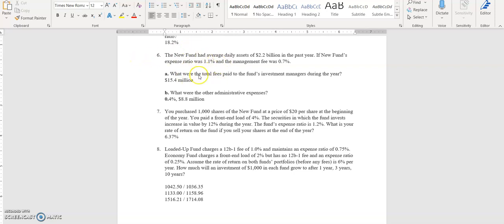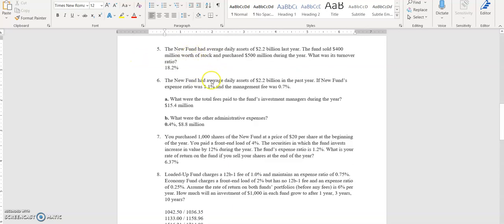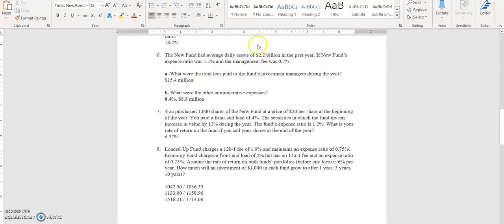So let us suppose it's the same fund as in the earlier example. It has average daily assets of 2.2 billion. The total expense ratio was 1.1%, and the management fee was 0.7%. These are all percentages of assets under management. So if you are charging an asset management fee of 0.7%, it's 0.7% of 2.2 billion, which is 15.4 million.